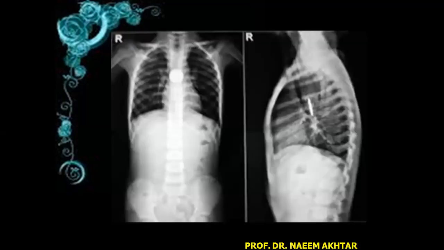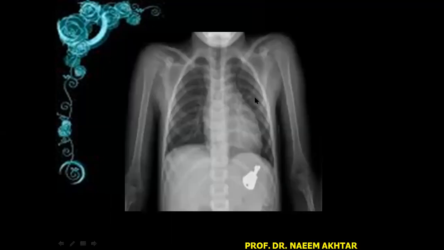Now, this is the AP view, and this is the right lateral view. A foreign body in the food passage. A patient's X-ray showing a foreign body in the stomach, below the diaphragm, in the abdomen, in the stomach.